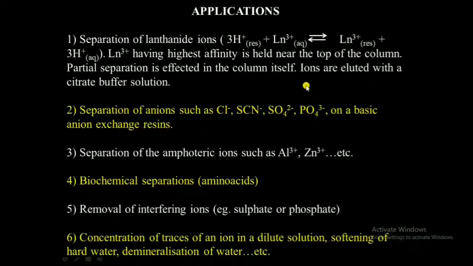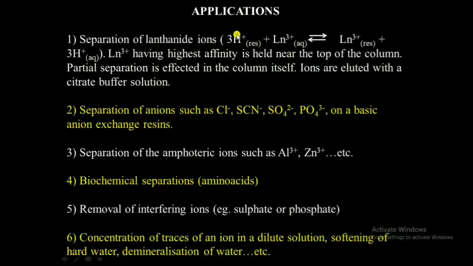At the end, we elute the exchanged cations from the column by using an eluent, for example, citrate buffer. When you add citrate buffer, the cations exchanged with the resin will get eluted, and the cation with the highest efficiency of exchange will be eluted last, because it will be at the top of the column. So this ion exchange chromatography can be used to separate lanthanides.